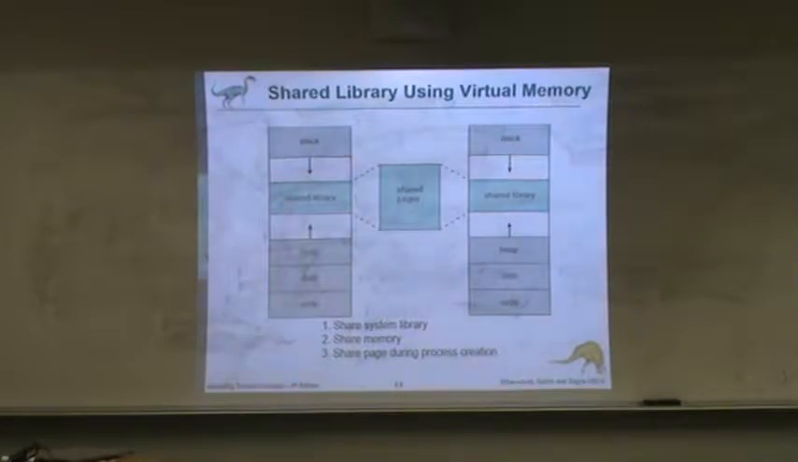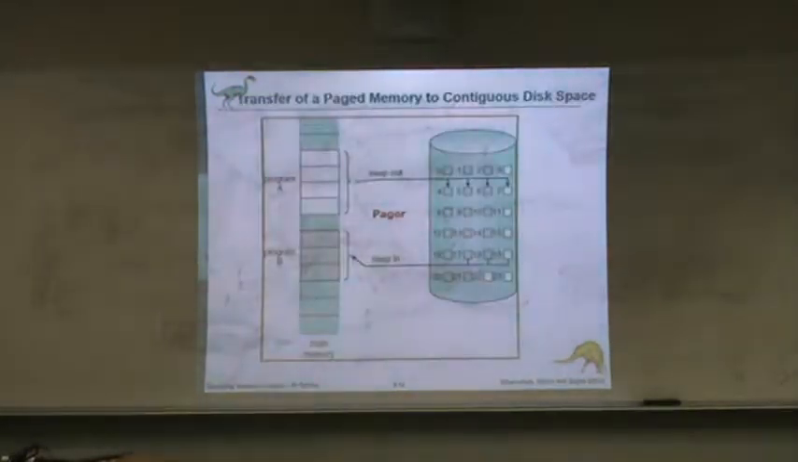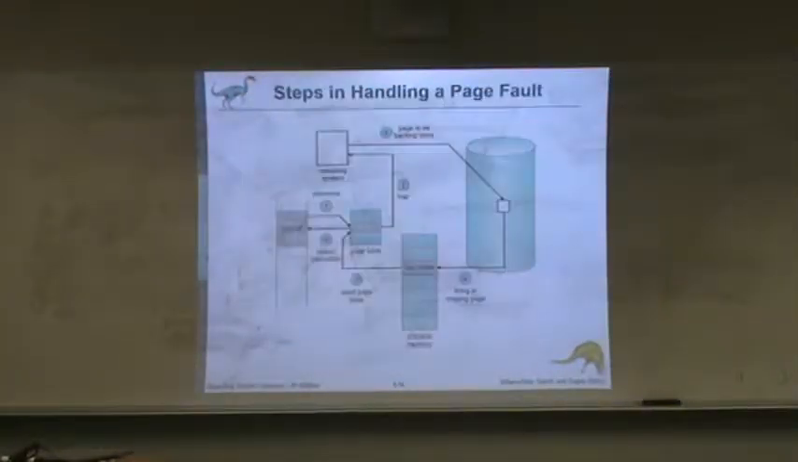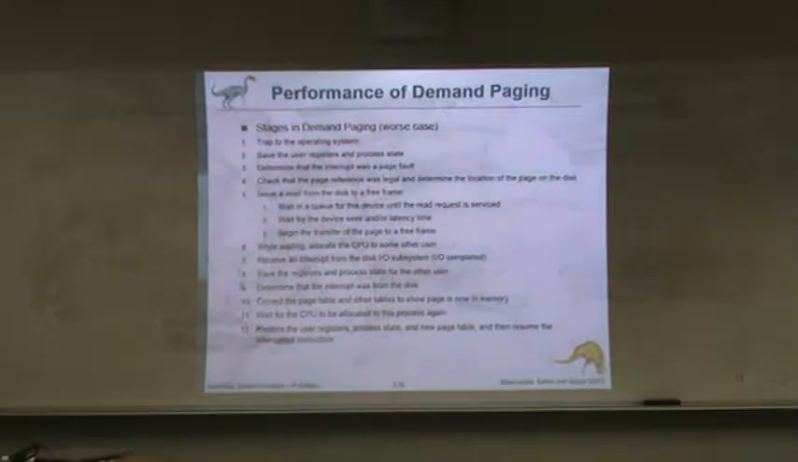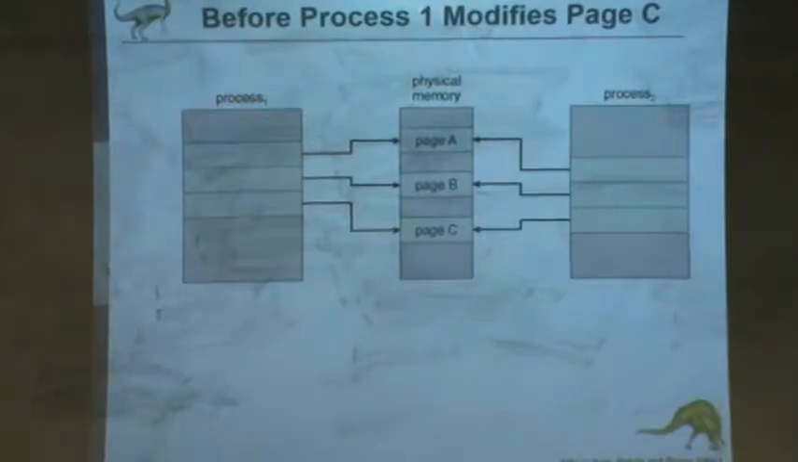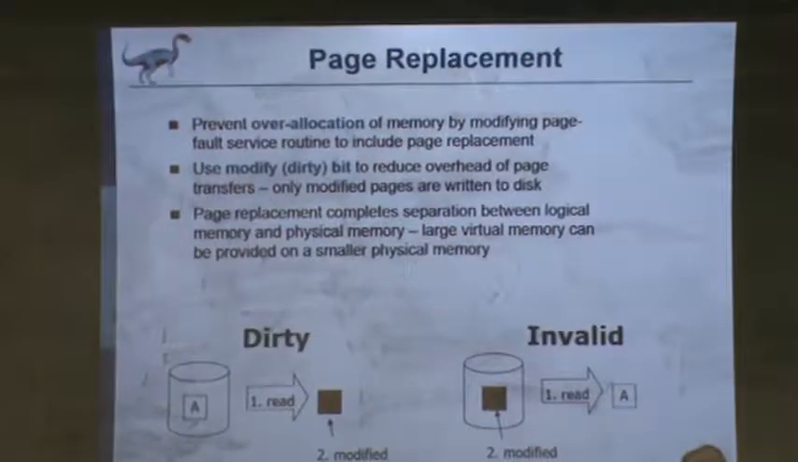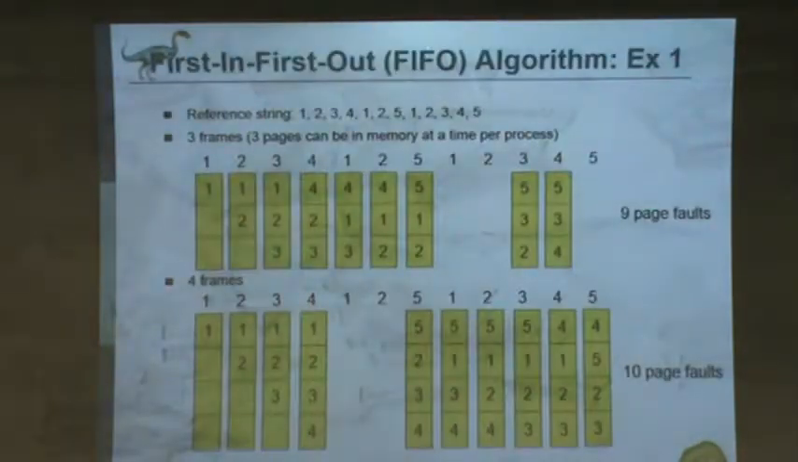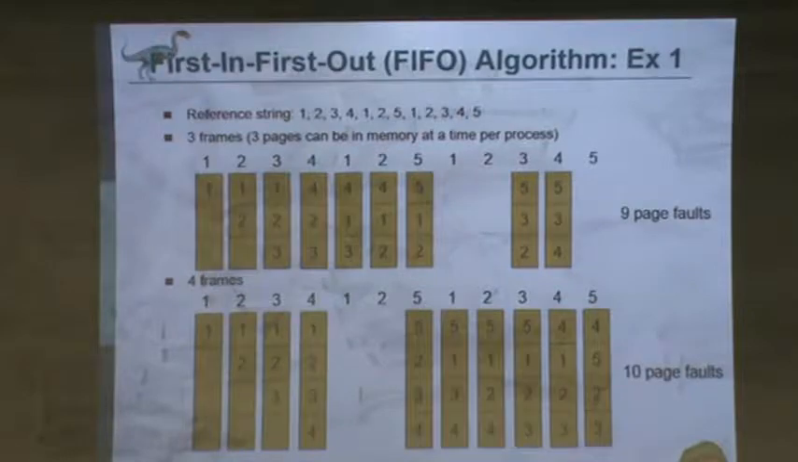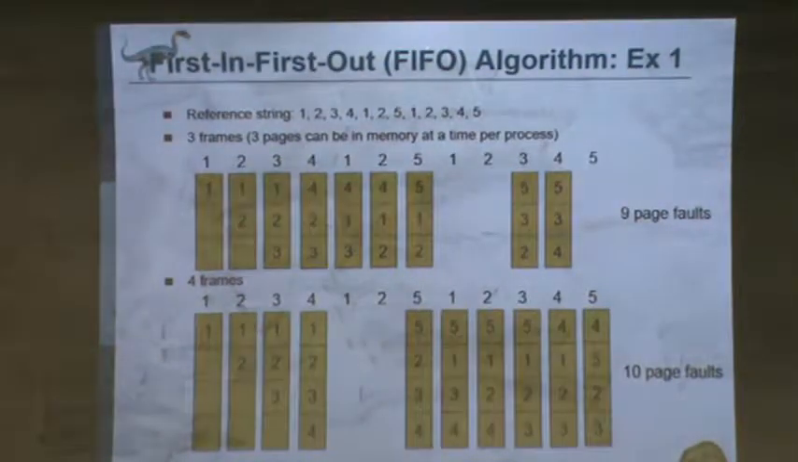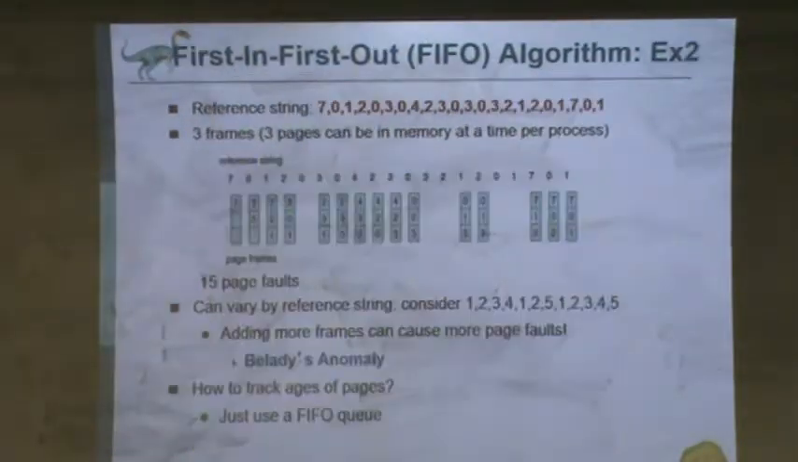Okay. So we have mostly talked about how to replace the page. In other words, how to find the victim page from the full page frames, which means the physical memory. First we used first in, first out, which means the victim page will be the oldest one. That's simple, but sometimes it may cause the Belady anomaly depending on the pattern of the data.